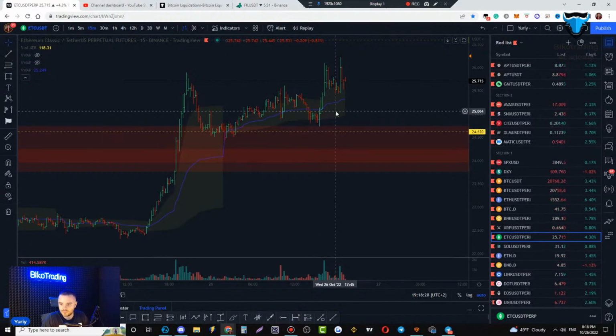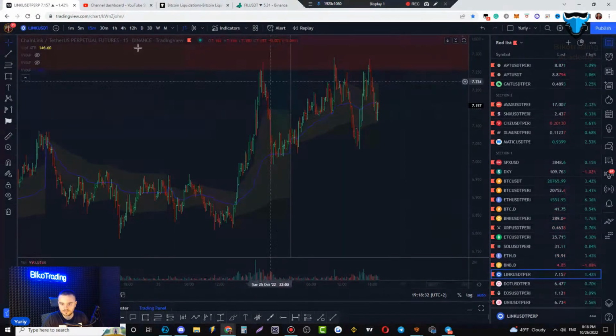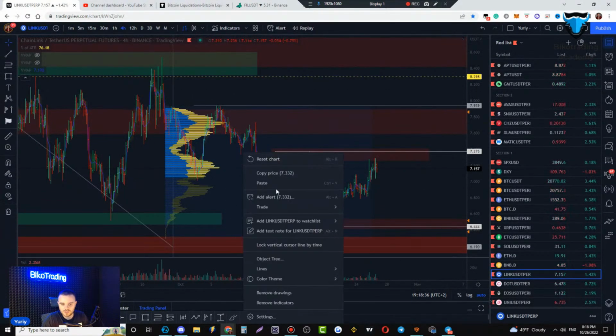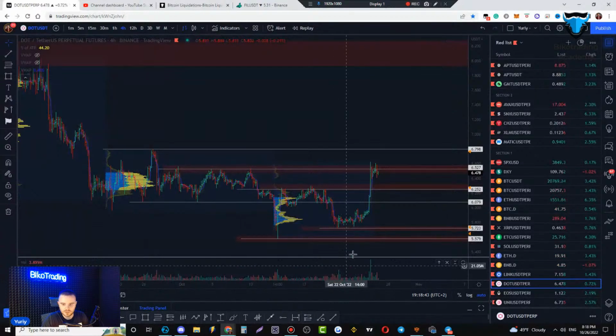Let's cover some other coins. About other coins, guys, I would like to do faster analysis because that's not the best. DOT, the next powerful area is exactly this one.